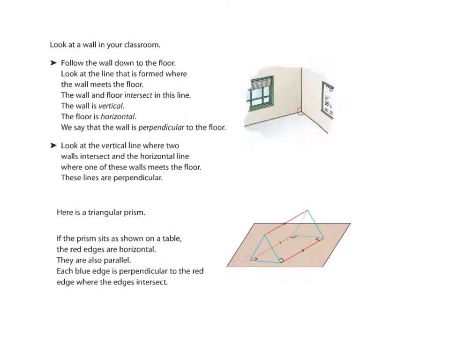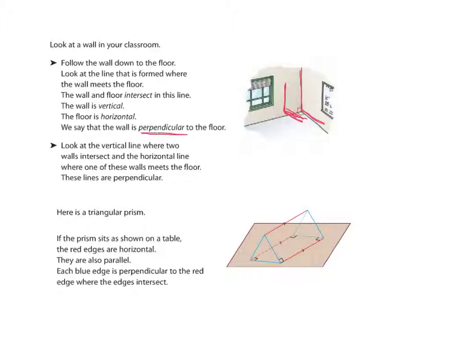All right, so let's look at a couple examples. Look at our classroom walls, for example. Follow the wall down to the floor. Look at the line that is formed where the wall meets the floor. So if we were to draw a line where the wall meets the floor, we would see that that is in fact a right angle. We can see that right angle is drawn there.